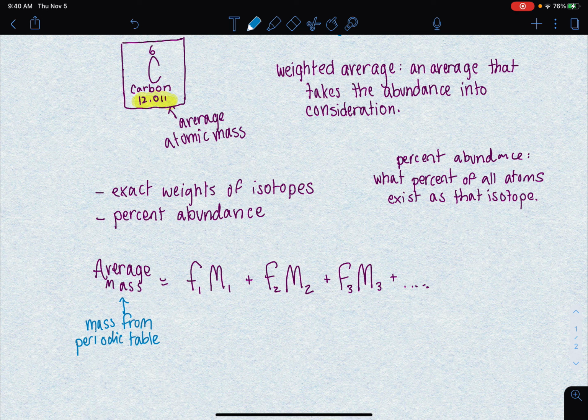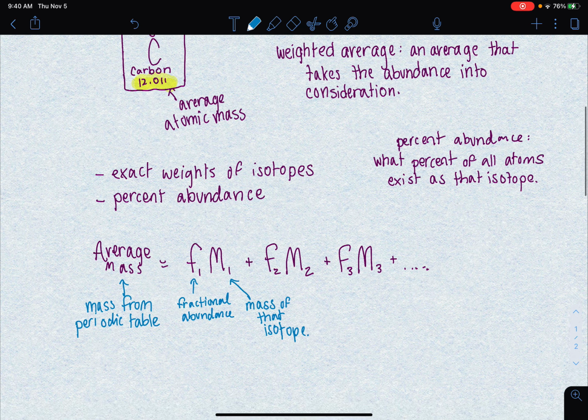And of course, it is the average mass for that element. F, this is the fractional abundance, and I'll talk about what that is in a second. And then M is the mass of that isotope. Okay. So what is fractional abundance and what makes it different from percent abundance?